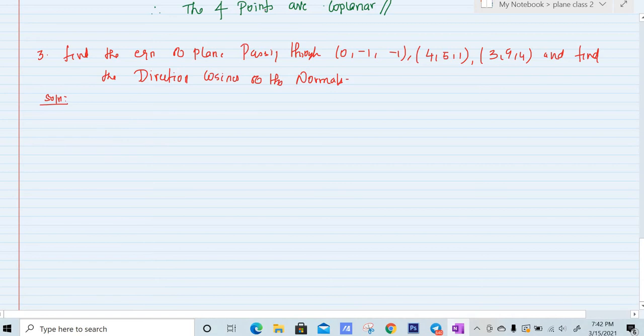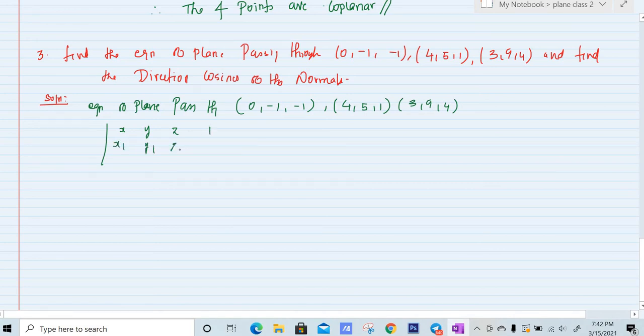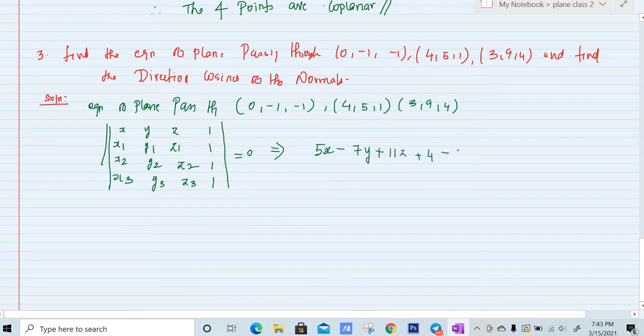So solution. First you find the equation of plane passing through these 3 points. I'll just take it as an exercise, right? So you just find the equation of plane passing through 0, minus 1, minus 1, 4, 5, 1, 3, 9, 4. So just use the formula: the determinant with rows x, y, z, 1; x1, y1, z1, 1; x2, y2, z2, 1; x3, y3, z3, 1 is equal to 0. Now if you use this formula, you will get an equation as 5x minus 7y plus 11z plus 4 is equal to 0.